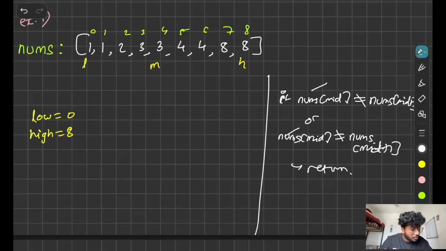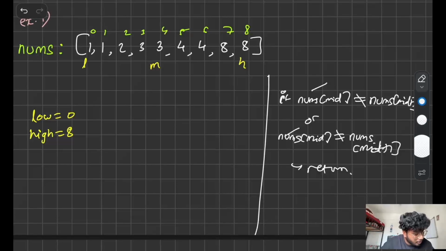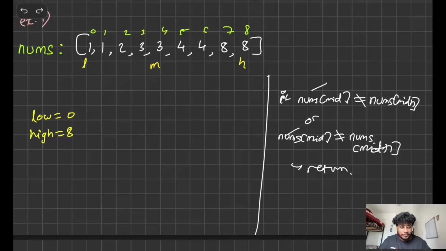Now let's check it. Is my current nums of mid not equal to its previous or next element? No. I can see that my nums of mid is equal to nums of mid minus 1. This is equal to its previous element, right? So I can say this is not my single element. I need to eliminate one half. Now let's see which half to eliminate.